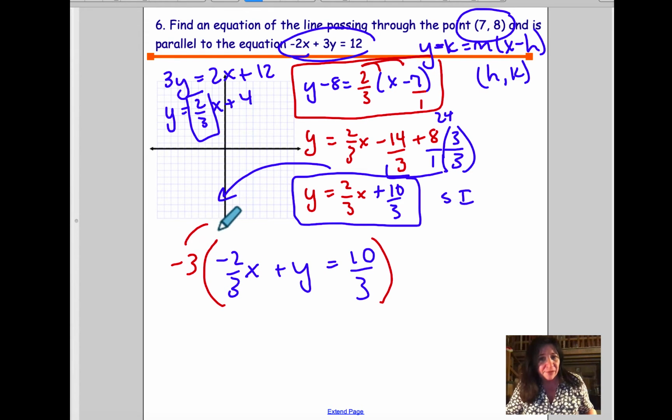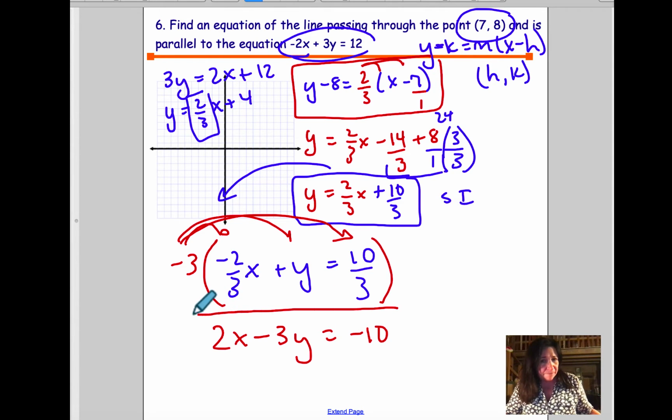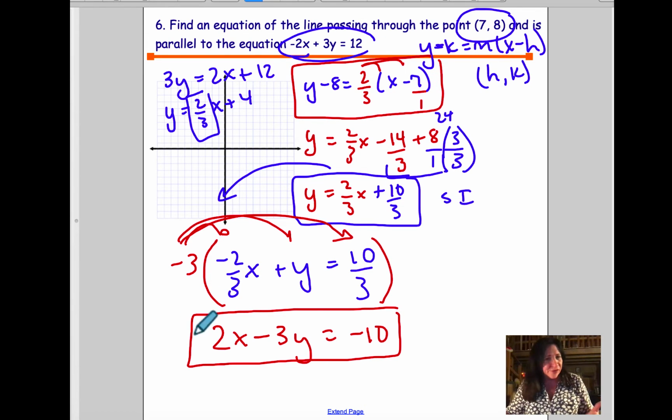So here we go. -3 times this: the 3's are going to cancel, the negatives are going to cancel. I get 2x. -3 times y is going to give me -3y. And -3 times this here, the 3's are going to cancel. I'm going to be left with equals -10. And that's my answer right there. And these are all the same lines, right? These aren't different lines. It's just a line in different forms.